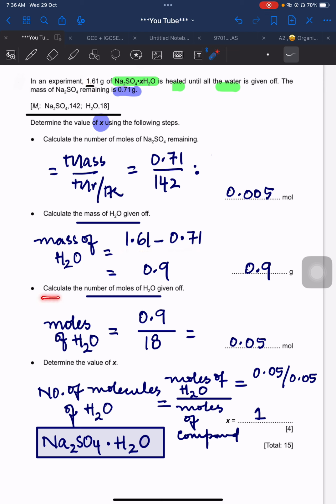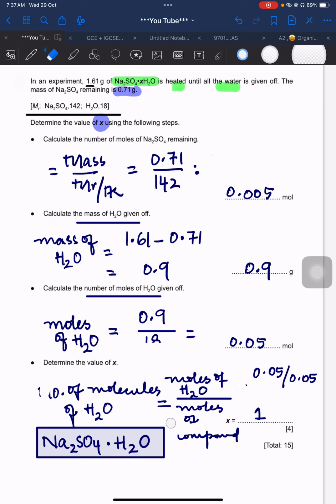Now the examiner is saying calculate the number of moles of water given off. Number of moles of water is 0.9 divided by its Mr value, which is 18, so it is 0.05 in that case. Okay, so we have calculated the moles of water. Now the formula which we implemented in the previous question as well: the number of molecules of water as water of crystallization will be equal to the number of moles of water divided by the number of moles of compound.